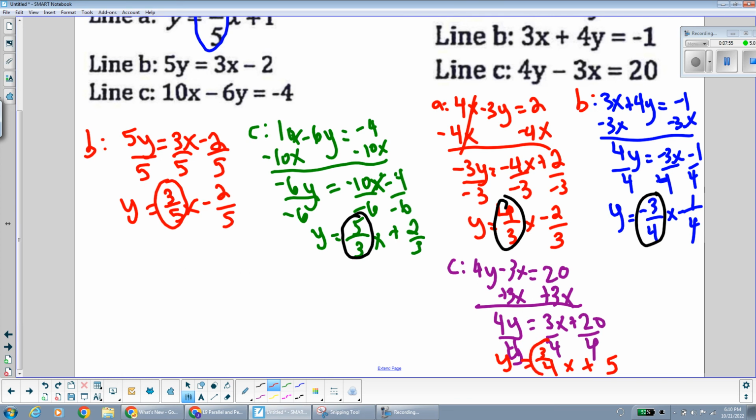So I see that the slope is 3 over 4. That line doesn't appear to have a relationship with the others. It's not the same as -3 over 4, so it's not parallel to that. And it's not the opposite reciprocal of line A, it's just the reciprocal. The signs are the same, so it's not the opposite reciprocal.